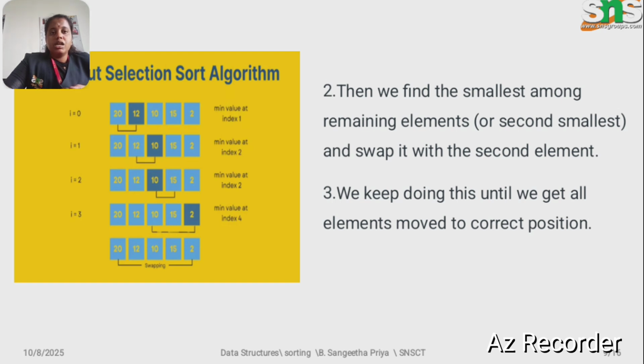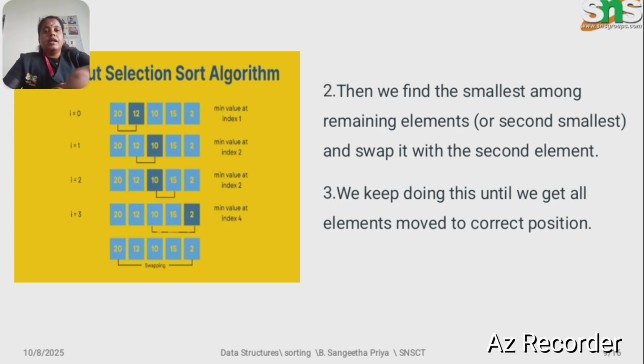Next, we compare the index position 2. Here 10 and 12 will be swapped, and next is 10 and 15. Here 12 and 15 will not be swapped, as index 3 is already placed in the correct position. So the next one is the 2. The 2 should be in the first position. So again we compare the array and sort until the 2 is in the front position, that is, i equals 0 is 2. So the sorted array will be 2, 10, 12, 15 and 20.